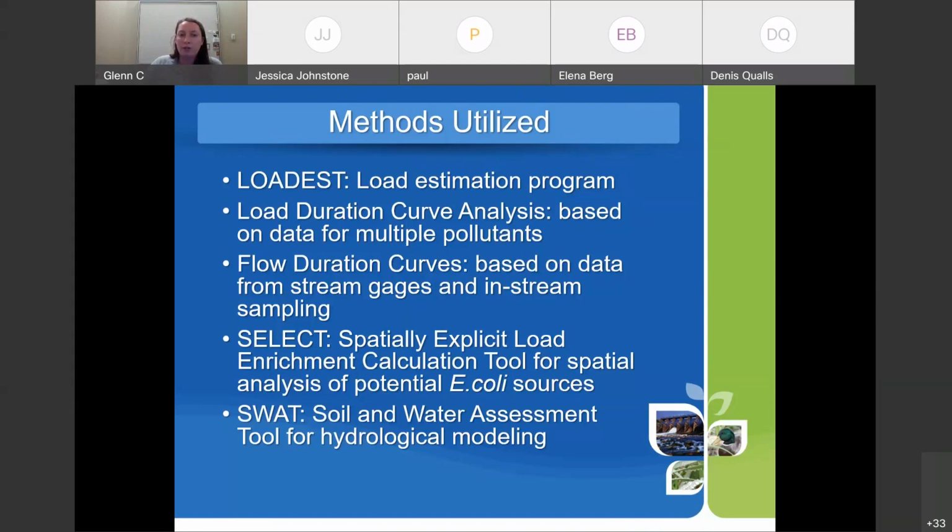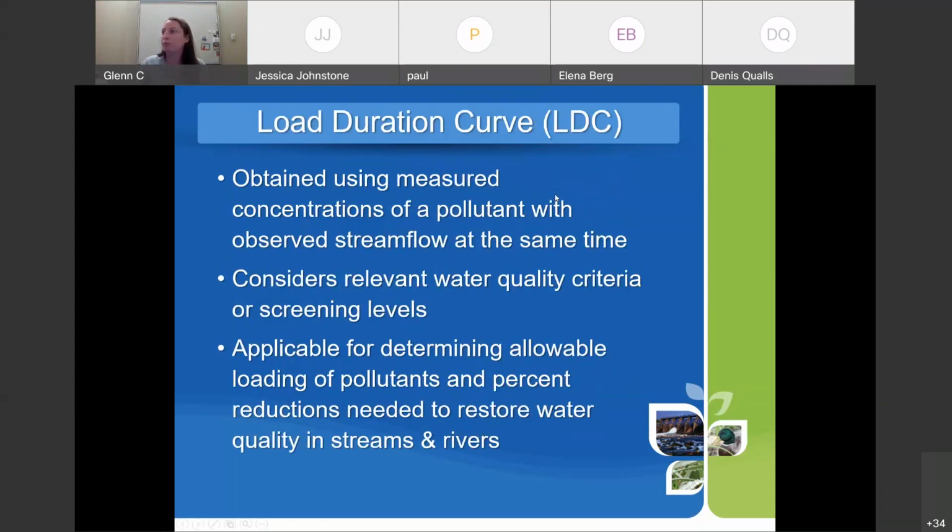And then we also used SELECT, which is Spatial Analysis of Potential E. coli Sources, a spatially explicit load enrichment calculation tool. Tongue twister. And finally, we use SWAT, the Soil and Water Assessment Tool, for our hydrological modeling. Again, you can touch on all of these specifics, read through everything in our modeling report.